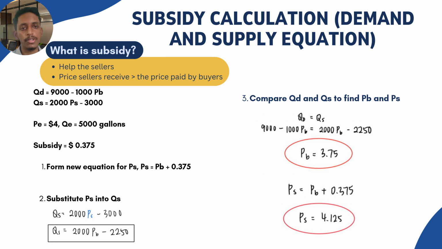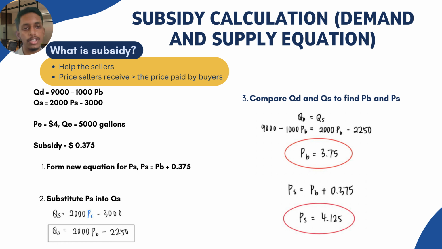We start with our initial equations: demand QD equals 9000 minus 1000 PB, where PB is the price buyers pay, and supply equals 2000 PS minus 3000. At the initial equilibrium, the price was $4 and quantity was 5,000 gallons. Now the government introduces a subsidy of $0.375 per unit. Here is how we find the new equilibrium price.